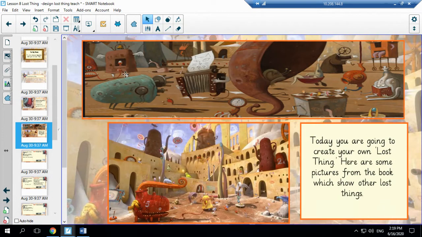On this slide, we've included some pictures from the book which show other lost things. So in your own time, you can examine these and you may get some inspiration from them for when it comes to creating your own lost thing.